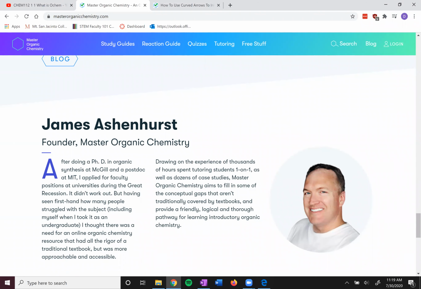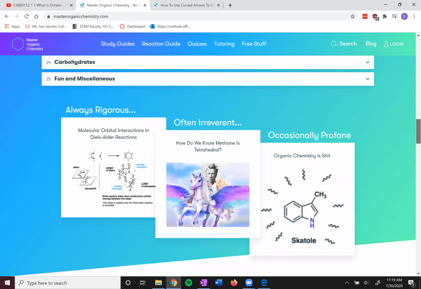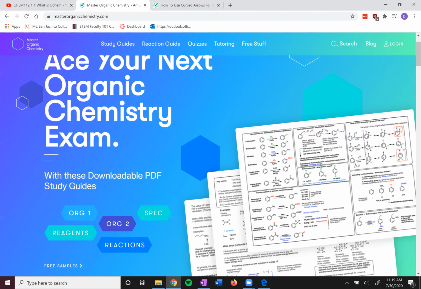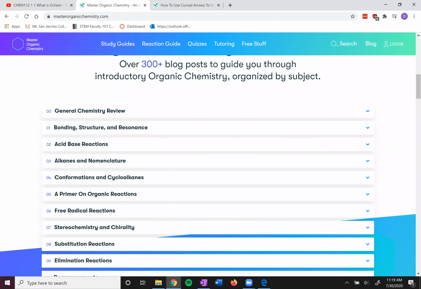And so you can see right here, he got his PhD in organic chemistry at McGill, which is a very good university, did a postdoc at MIT, which is of course a very good university. So he's definitely well qualified. It's definitely all coming from a good source, right? This isn't just some guy on his computer randomly rambling about falsities of organic chemistry. This guy knows what he's talking about.